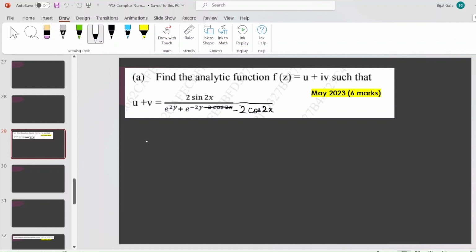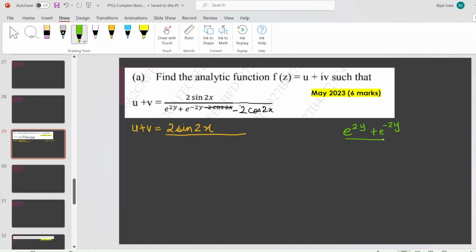First and foremost, if you observe, there's a correction I have cancelled and written there. So there's a correction in the question, and that correction needs to be noted first. Okay, let's simplify the question first before we start solving. So I have u plus v is equal to 2 sine 2x divided by, now observe here, e raised to 2y plus e raised to negative 2y.